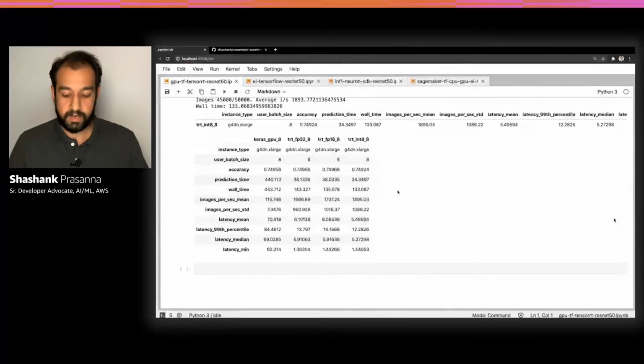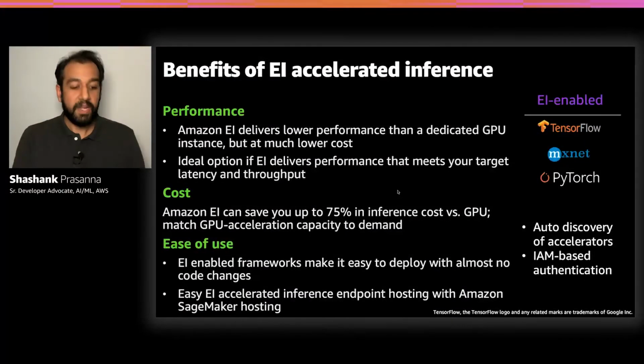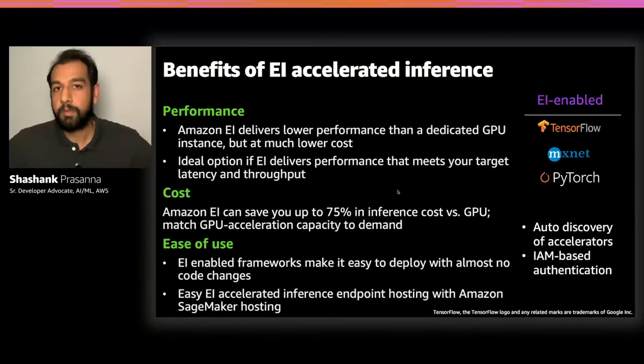Let's take a look at some of the benefits of Elastic Inference. In terms of performance, Elastic Inference will give you lower performance than a GPU instance, and higher performance than a CPU only instance. It's the ideal option when you want something in between. And from a cost savings perspective, Elastic Inference is one of the best options out there. You can get 75% savings in cost versus a full GPU, as long as the Elastic Inference accelerator is giving you the throughput and latency performance to meet your goals.